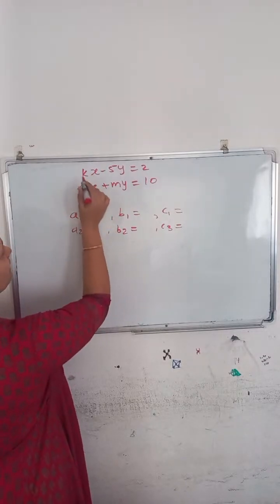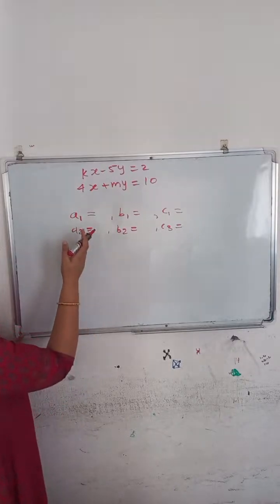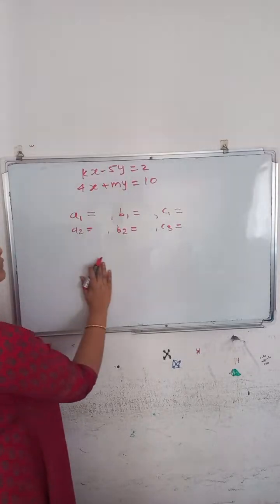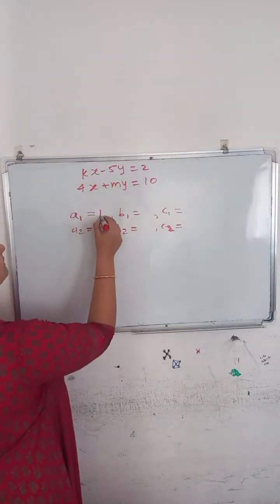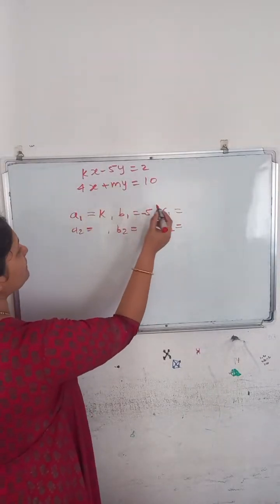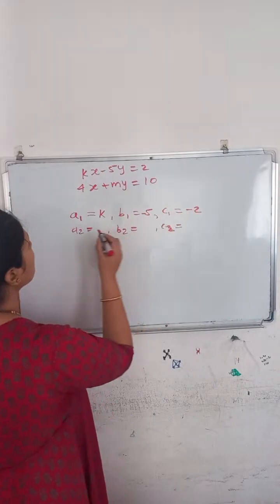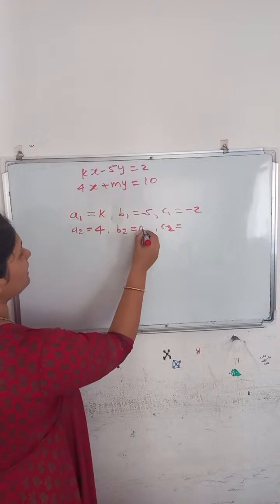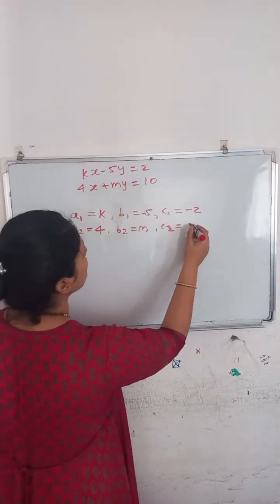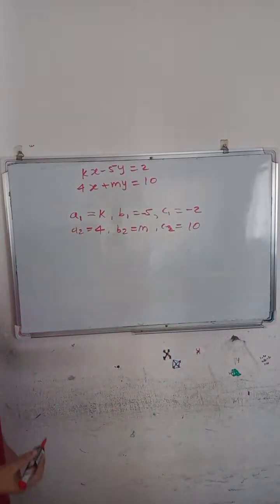So here A1 is compared with the standard equation and find out the value for A1, A2, B1, B2 and C1, C2. Okay, so here A1 is k, B1 is minus 5, C1 is minus 2, A2 is 4, B2 is m, and C2 is 10. Okay, so these are the values we have.